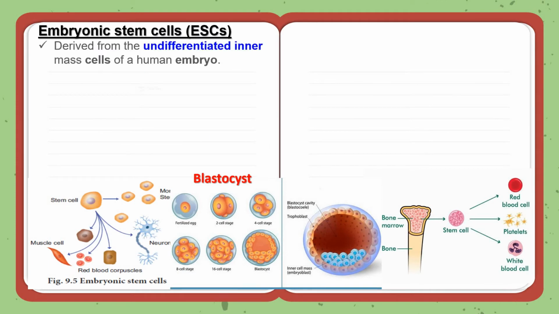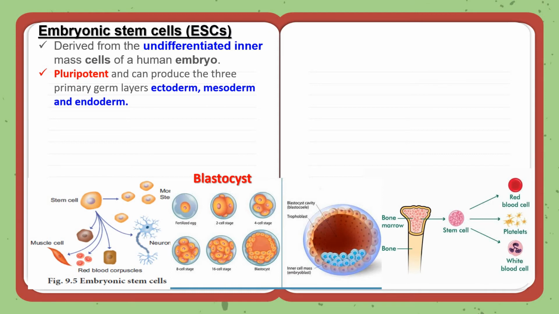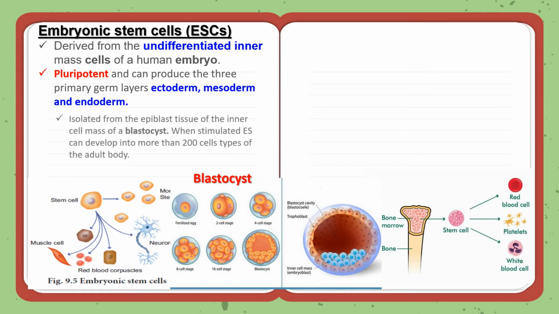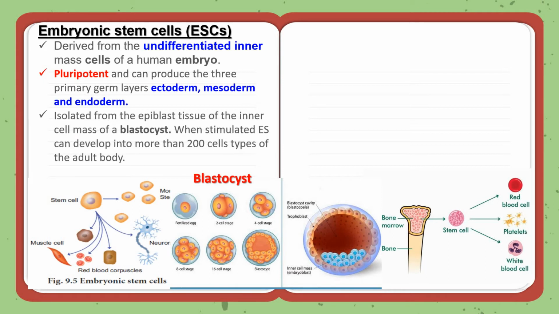First one is embryonic stem cells. It is derived from undifferentiated inner mass cells of a human embryo. It is pluripotent and can produce the three primary germ layers, ectoderm, mesoderm and endoderm. It is isolated from the epiblast tissues of the inner cell mass of a blastocyst. When stimulated, the embryonic stem cells can develop into more than 200 cell types of the adult body. The ES cells are immortal.